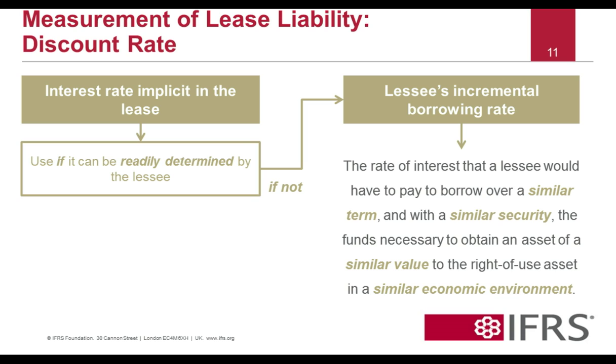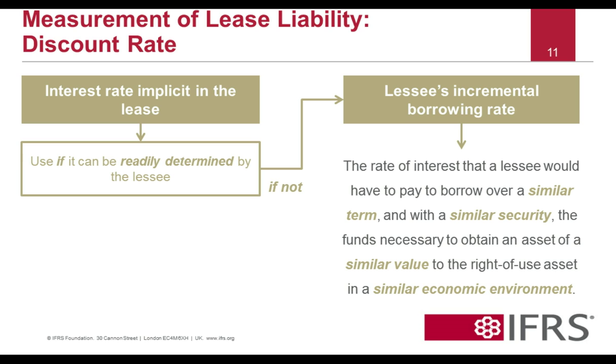Now, if a lessee can readily determine the rate implicit in the lease, then this is the rate that should be used as the discount rate for initial measurement of the lease liability. And it's generally going to be clear whether or not the rate implicit in the lease can be readily determined. Essentially, the lessee will either have the information to determine it, or it won't.